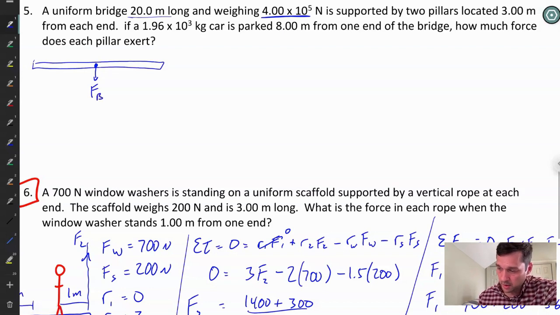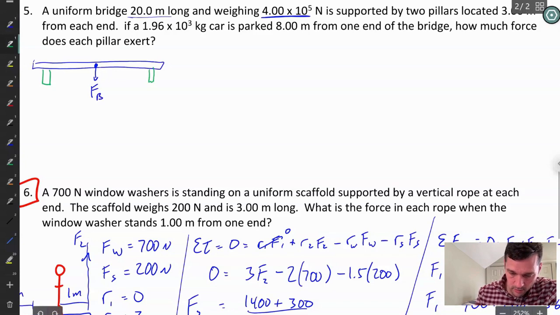It's supported by 2 pillars, 3 meters in from each end. So I've got a pillar here and a pillar here. And each of those, of course, is going to exert an upward force. And we're told that a 1.96 times 10 to the 3rd kilogram car is parked 8 meters from one end of the bridge. And it doesn't specify, so I'll just put the car here. I'm just going to draw a rectangle for a car. And its force is going to be downward. So we've got the force of the car downward.